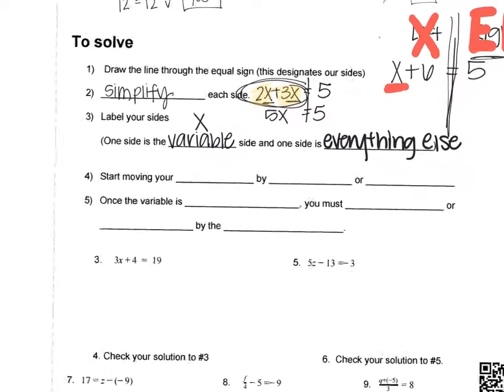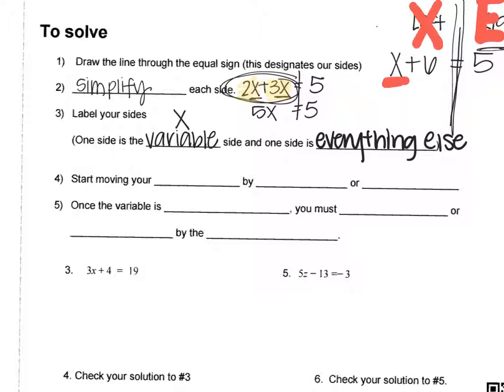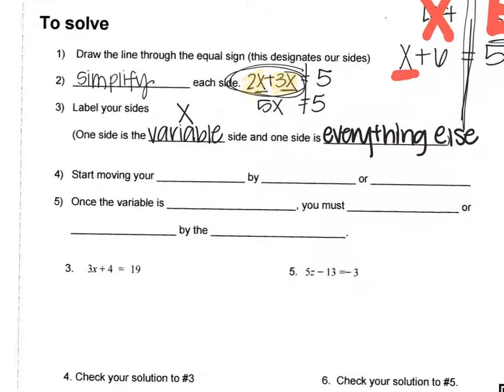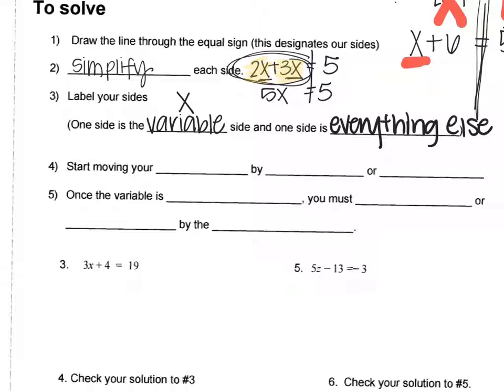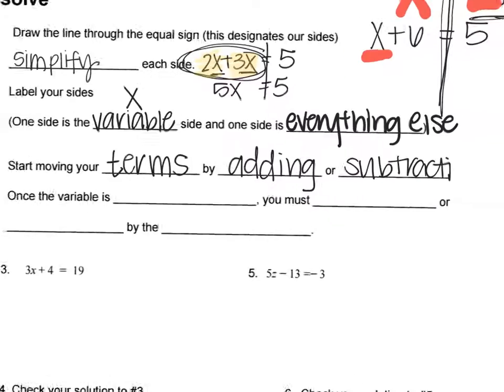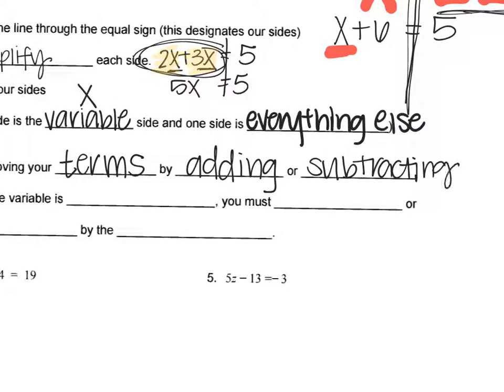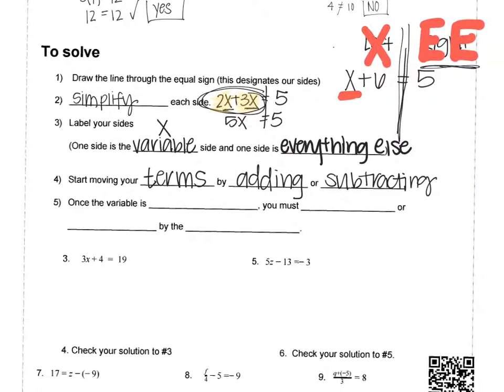Okay, so we drew our line, we simplified, combined terms with the same last name, we labeled our variable side and our E side, our everything else side. Now we get to start moving. Now for step 4, you can only move terms by adding or subtracting. So do not start dividing or multiplying yet.